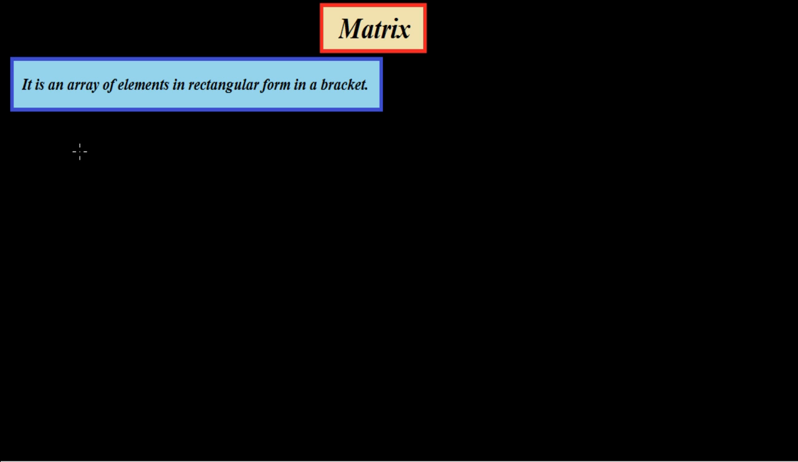Hi friends, in this session we will study about the matrix. It is an array of elements in rectangular form, in a bracket, called the matrix. It is only the arrangement, we cannot find out the value of a matrix. It is just the arrangement of elements in rectangular form.